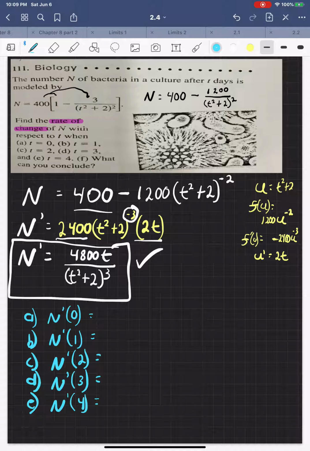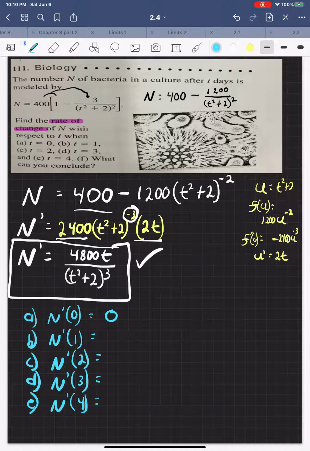Okay, so if you plug 0 into your derivative, you end up with 0. And that makes sense. At the start of the experiment, the rate of change in the number of bacteria should be 0 because you have not allowed enough time for the number of bacteria to change. So you can't measure a change if no change has happened.